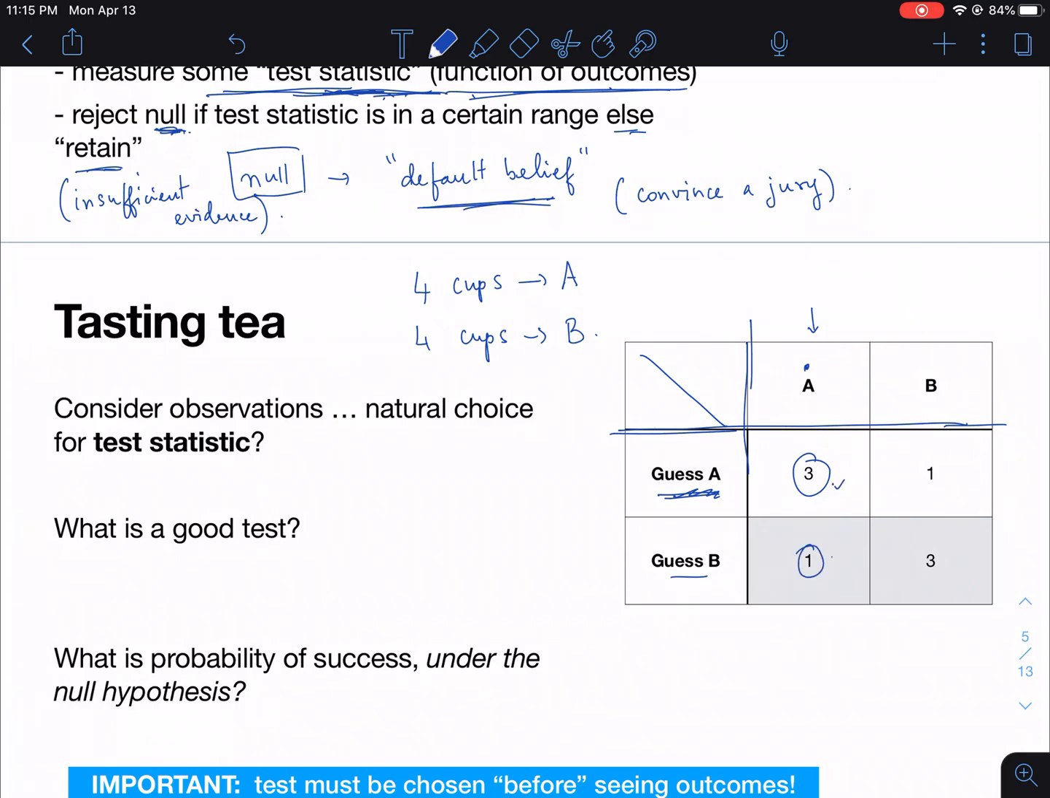These two numbers have to add up to 4 because we know that there are 4 cups of type A. So what this means is that she had 3 correct guesses and 1 incorrect guess over here. Likewise for B, she of course knows that there are 4 cups of type A. So if she guessed 3 of them correctly, then one was wrong, and that was actually a B. That's why this number ended up being 1, and of course this number has to be 3 for the same reason. So this is the outcome written out as a table.